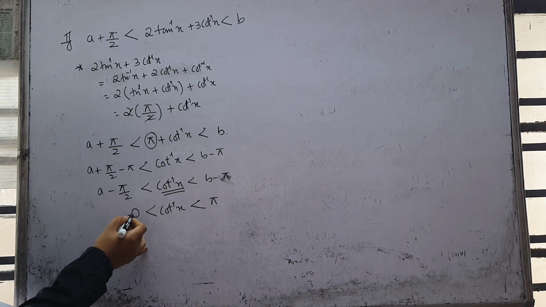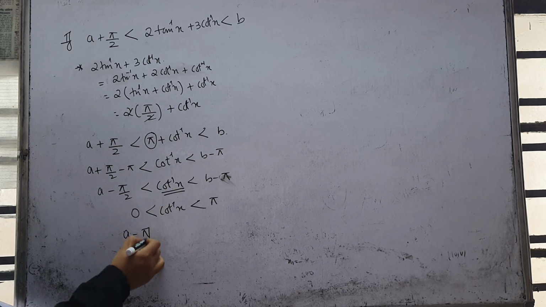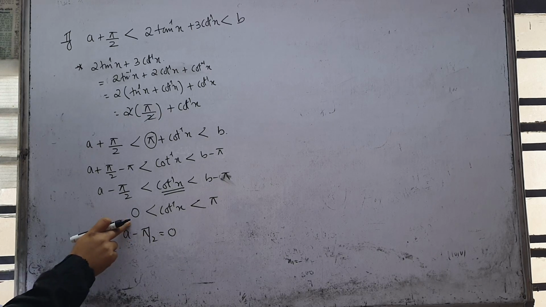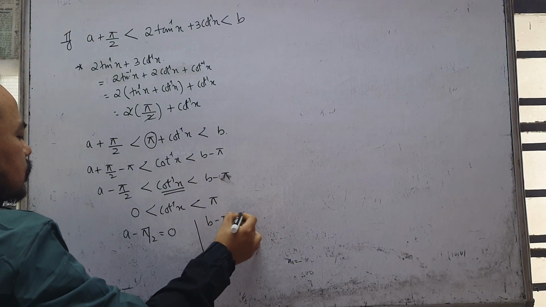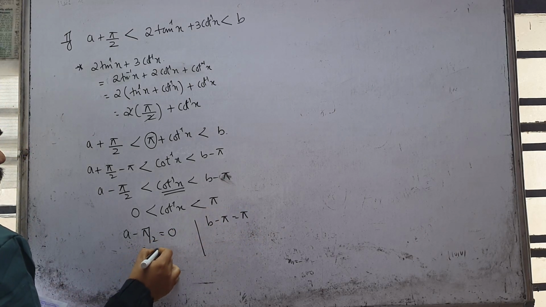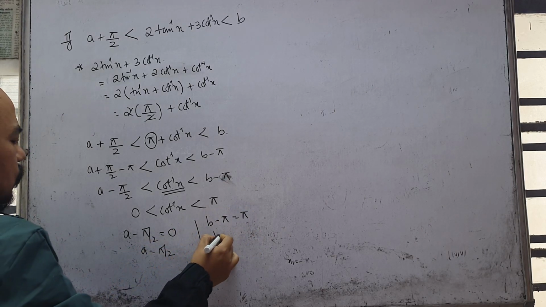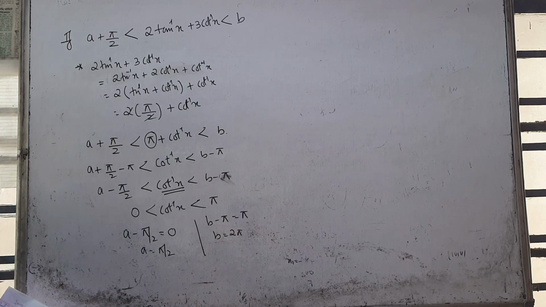So what is the left hand value, guys? A minus pi by 2 must be equal to what? 0. And what is the right hand value? Please tell me. B minus pi equal to pi. So A equal to, what do you get? Pi by 2 and B equal to 2 pi.